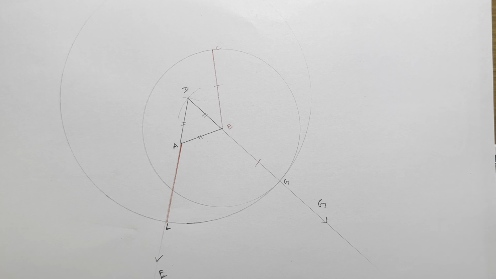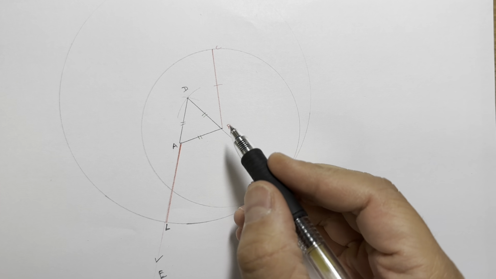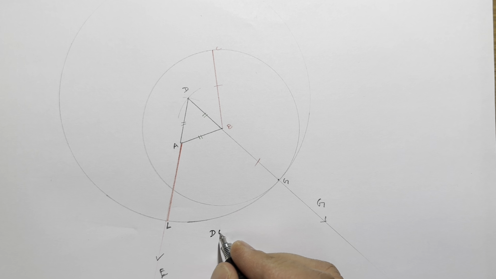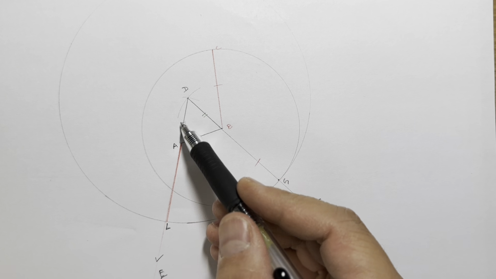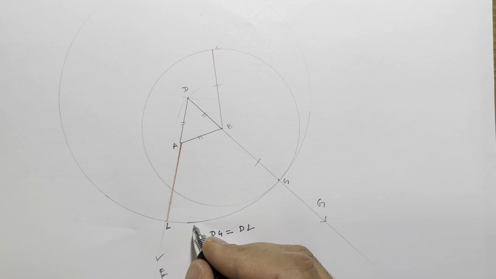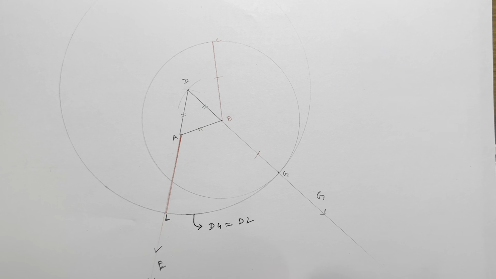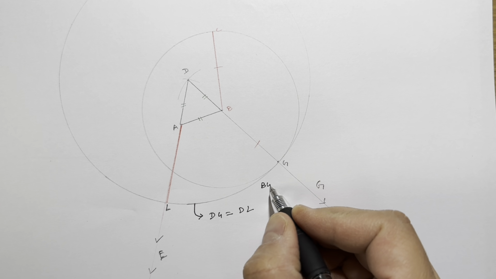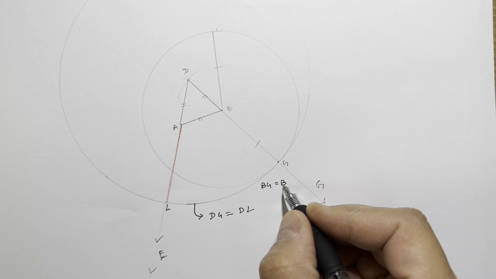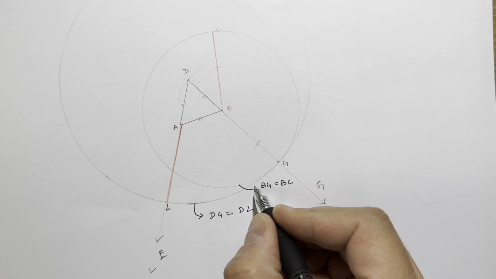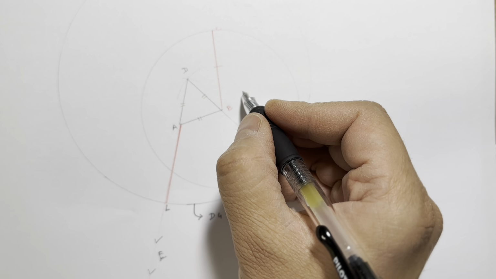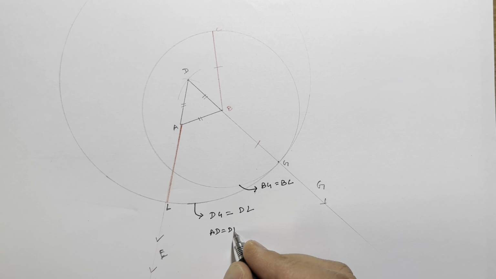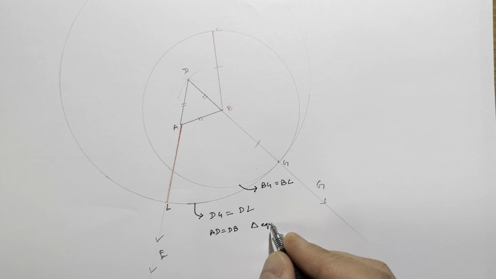What has happened is here we have DG. So DG is equal to DL because of this circle, and we know that BG is equal to BC because of this circle, and we know that AD is equal to DB because it's an equilateral triangle.